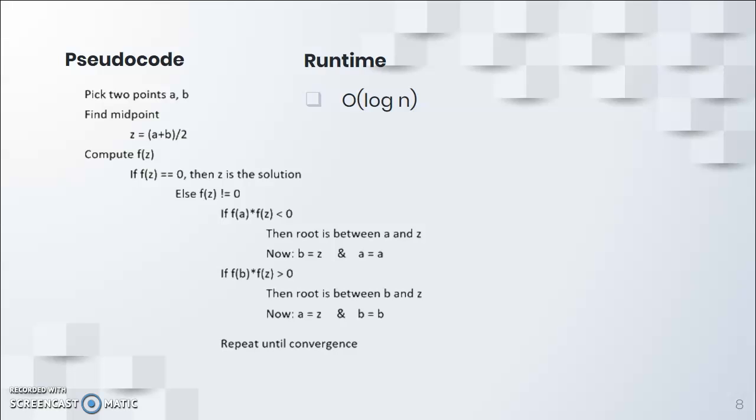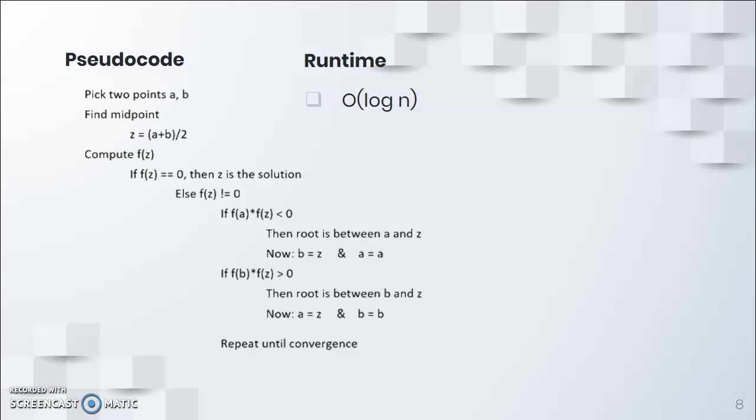So here is the pseudocode for bisection search. We have A and B that we choose and we find the midpoint. If f of z is equal to 0, then that means our midpoint supposedly is already the root. If not, then we change the midpoint and we converge onto one point, and we iterate through this until it converges.